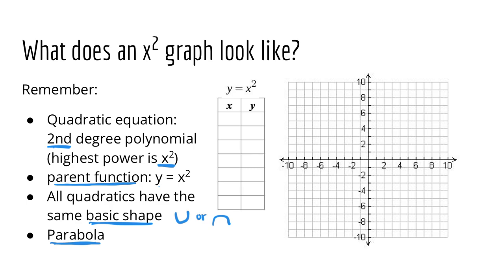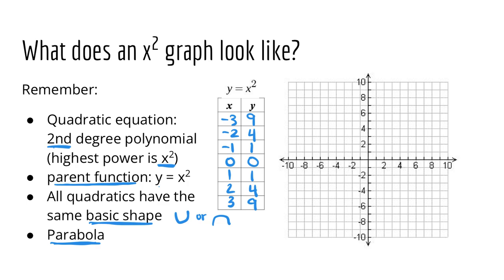So when we fill in a table, we're going to start with some negatives and positives. Fill in your table with these x values and just evaluate. What is negative 3 squared? That's negative 3 times negative 3, or 9. Negative 2 times negative 2 is 4. Negative 1 times negative 1 is 1. 0 times 0 is 0. 1 times 1 is 1. 2 times 2 is 4. And 3 times 3 is 9. So you see that we have perfect squares here.